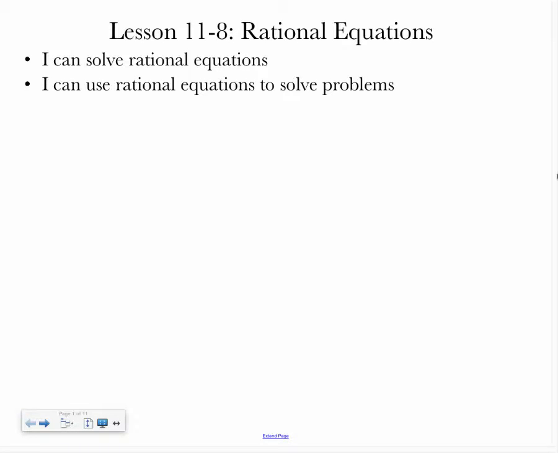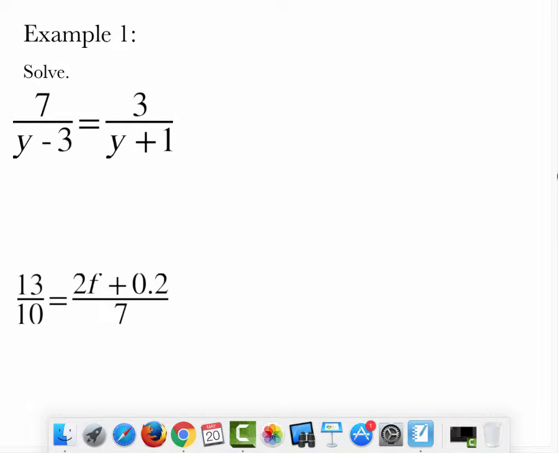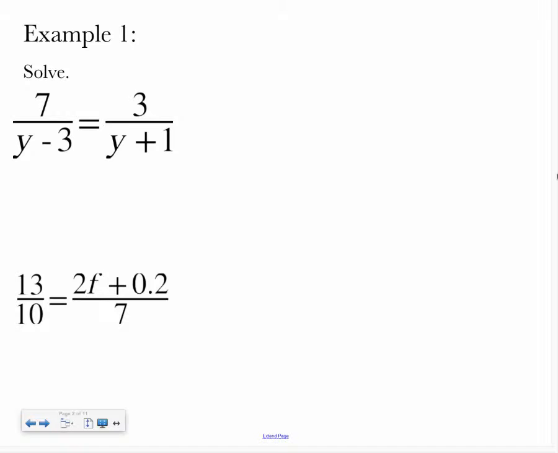Hello class, welcome to lesson 11.8, which is all about rational equations. By the end of this lesson, you should be able to solve rational equations and use them to solve real-world problems. Let's start by solving these first two equations and see what we end up with. Now that we're doing equations, that means we're finally solving for the actual variable that we are dealing with.